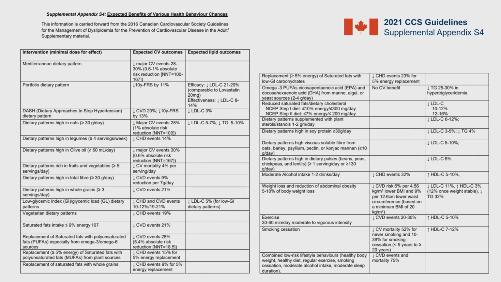I won't go into this in detail. I just wanted to bring this to your attention because I mentioned it a little bit earlier. This is the Supplemental Appendix S4 from the Canadian Cardiovascular Society guidelines, and it lists the expected benefits of various health behavior change, both on cardiovascular outcomes and specific lipid outcomes. So this is a great resource if you're looking at specific interventions to help improve cardiovascular health or reduce certain lipids. And all of this data is from meta-analyses and systematic reviews.